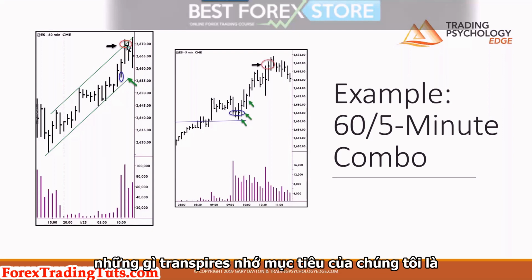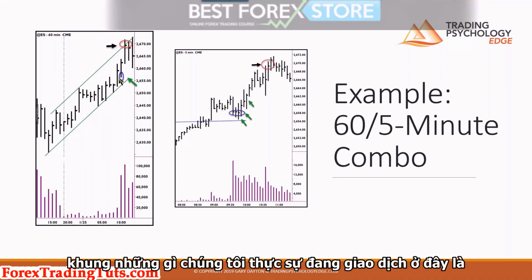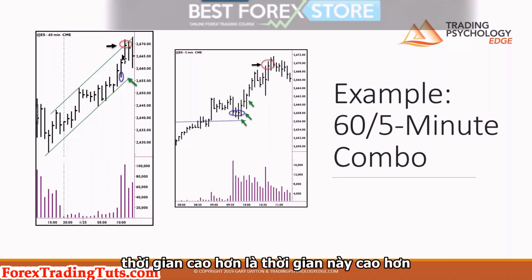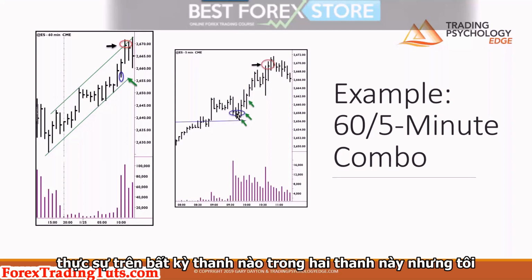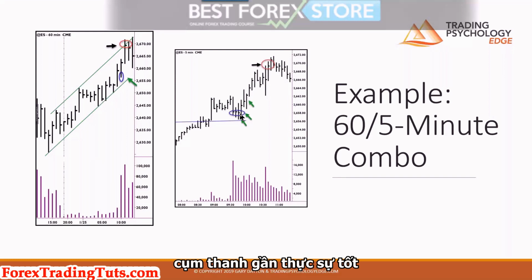Remember, our target is first resistance on the higher time frame. What we're really trading here is the higher time frame, but we're doing it off of the smaller time frame, right? So our exit is going to be somewhere around 2670, and our first entry would be on any of these 2 bars, but I like the third bar here, the last cluster of closes, is really good. So is the next bar. There you're seeing demand coming in, buying coming in.